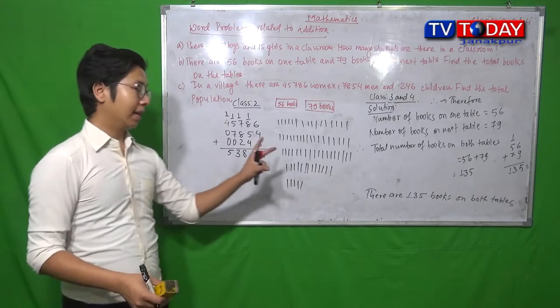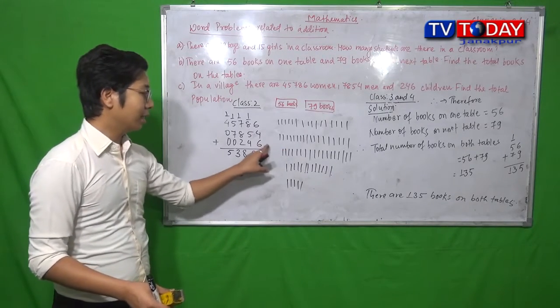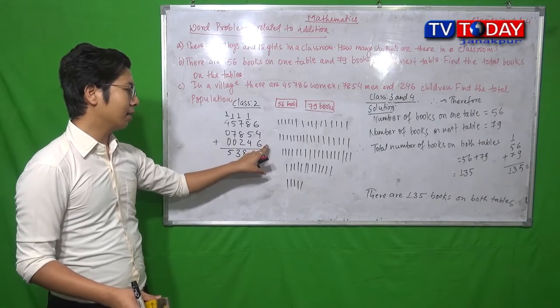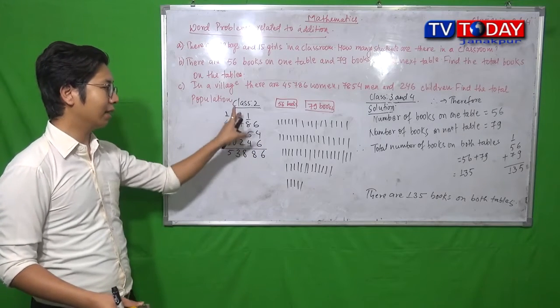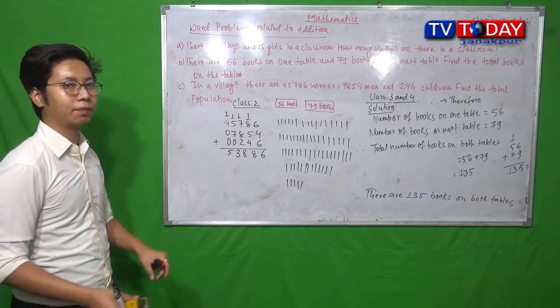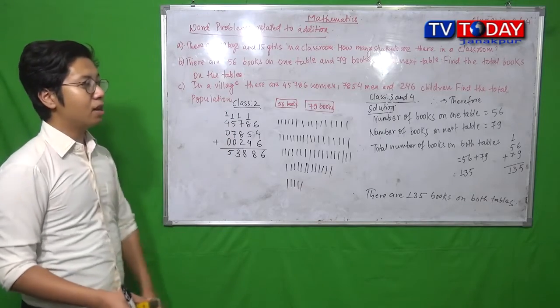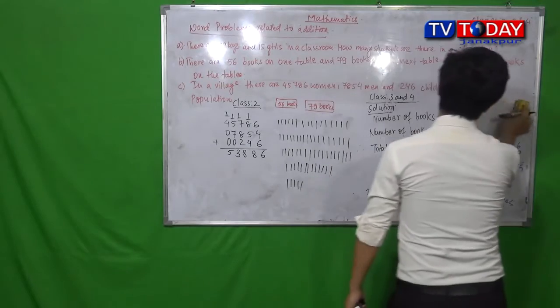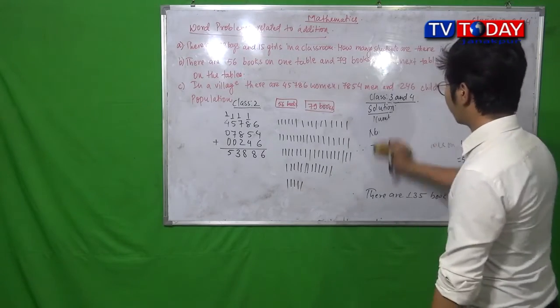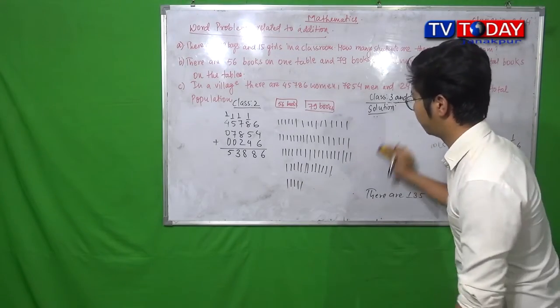All you have to do is start addition from the right side and go on performing the addition by giving the carry. Now for the students of class 3 and class 4, I will show you how to perform such types of problems related to addition.